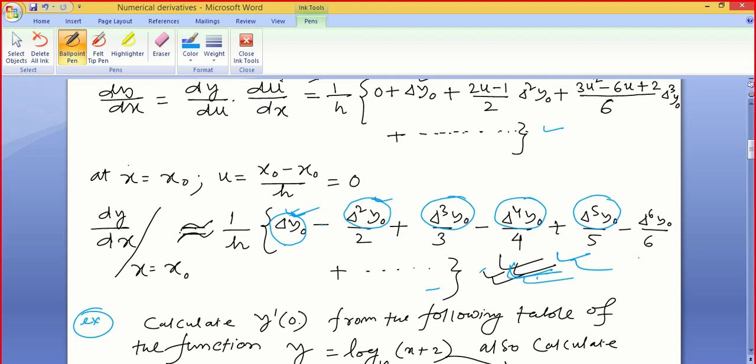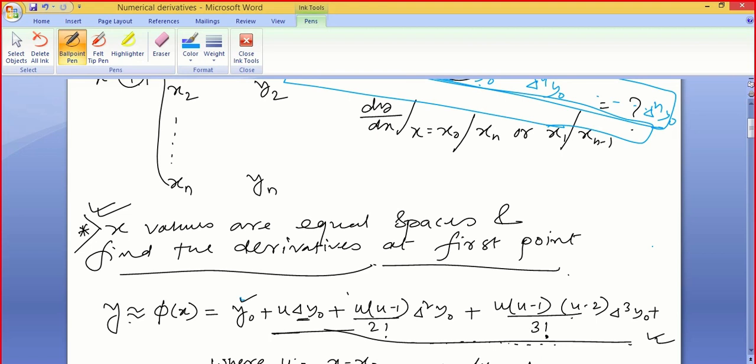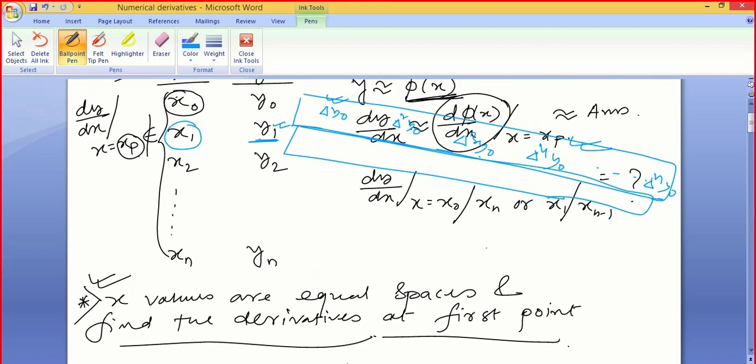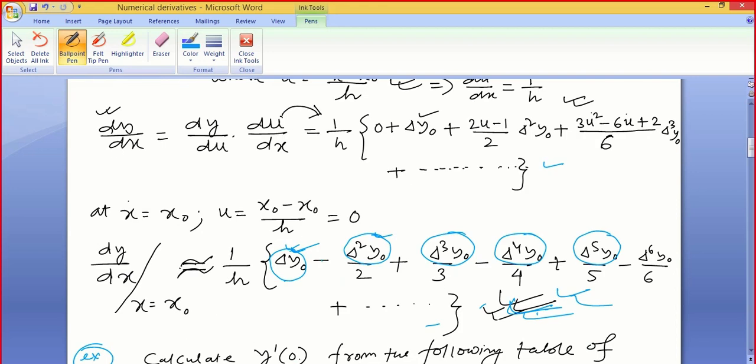What I told you, understood? Yes, sir. If the derivative is asked at the second point, find out the derivative at the second point, meaning dy by dx at x1, then with respect to x1, you have to pick up the upper diagonal elements associated with y1 and use the same formula considering that diagonal.